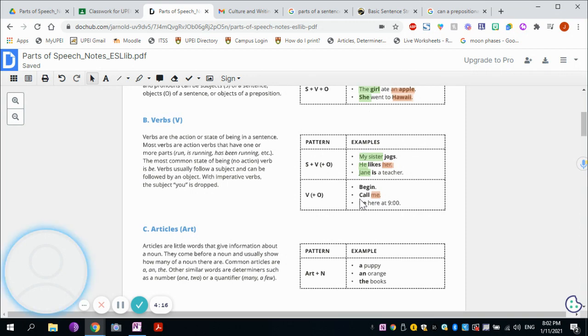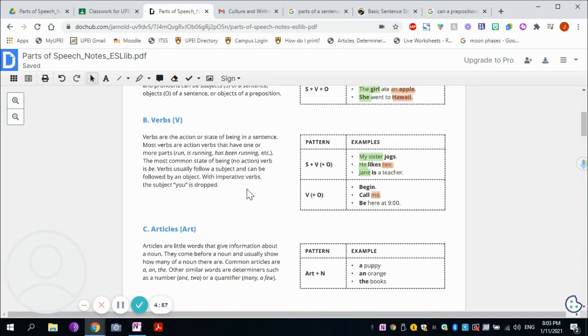Call me. Now this one has the verb. I'm saying you call me, and it does have an object. Call me. Me is the object. But again, the subject is you, and it's not there. Or we have something like be here at 9 o'clock. Here we have the verb, which is be. You need to be somewhere at 9 o'clock. Now, this isn't really an object because it's a be verb. Some people might call it that, but really it isn't. It's an adverb and a time phrase.